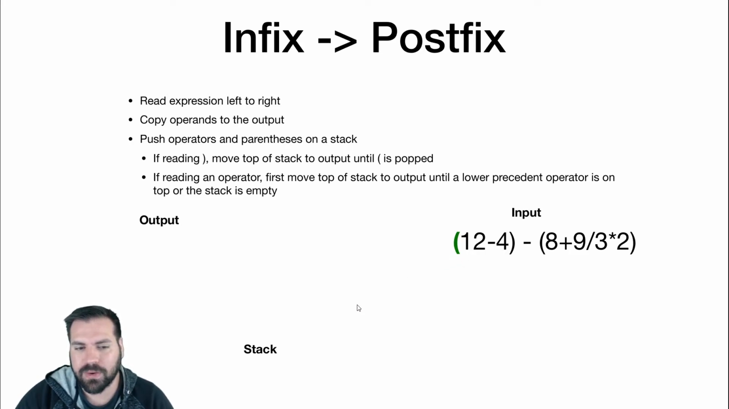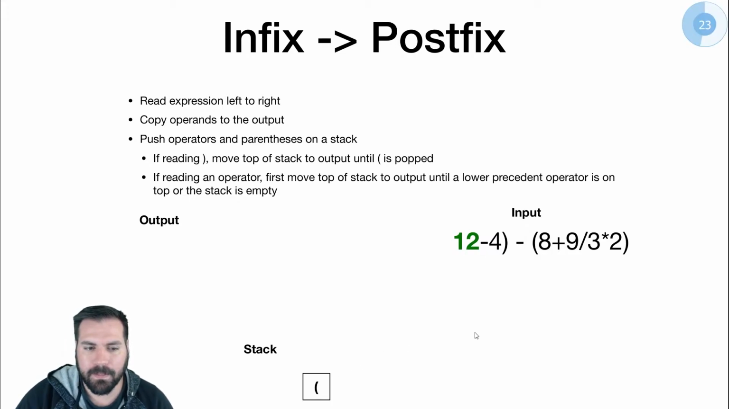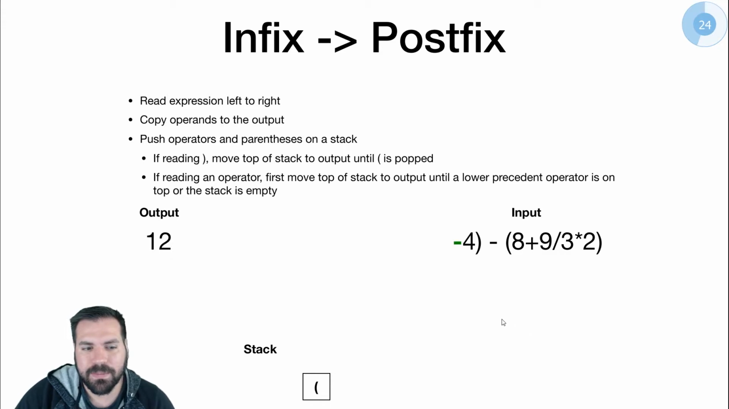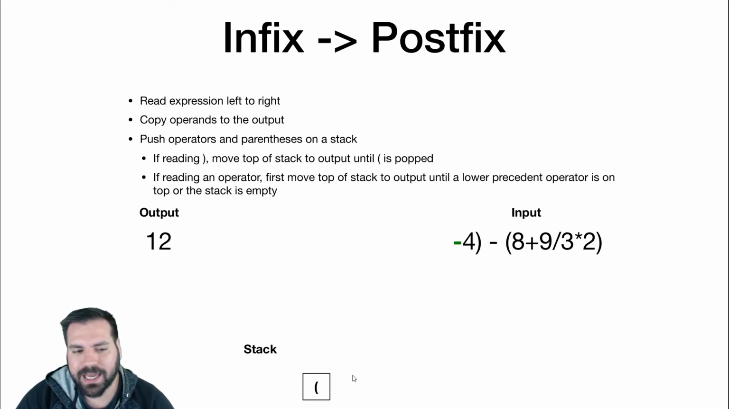Open paren, we always just push to the stack. Operands, we always just copy to the output. No decision to be made. Copy 12 to the output. And now we find our first operator. Either the top of the stack is empty, or the top of the stack is an open paren.